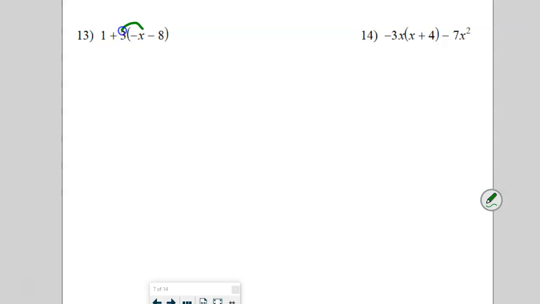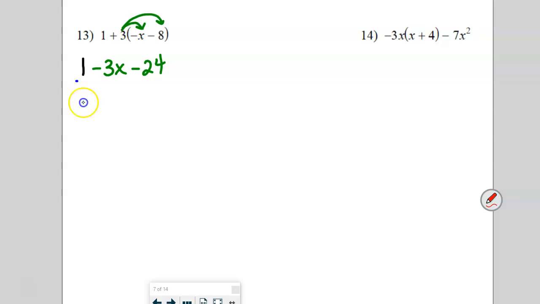All right. More of the same. Here we got a 3 to distribute. That 1 that's at the beginning of the problem is not involved in the distribution. So 3 times negative 1x is a negative 3x. And then 3 times a negative 8 is going to be a negative 24. So as I look through this problem and try to collect my like terms, I notice this is the only variable term in the whole problem.